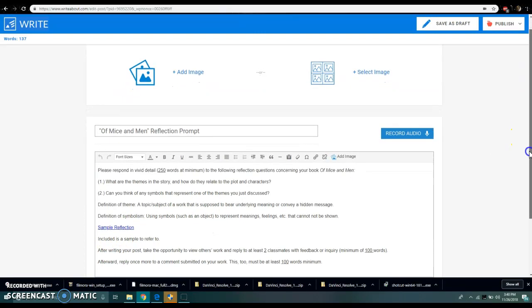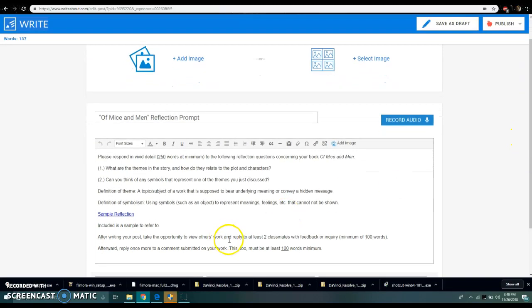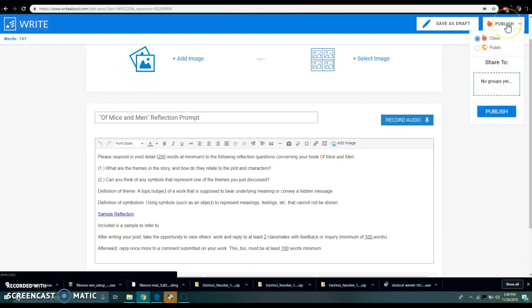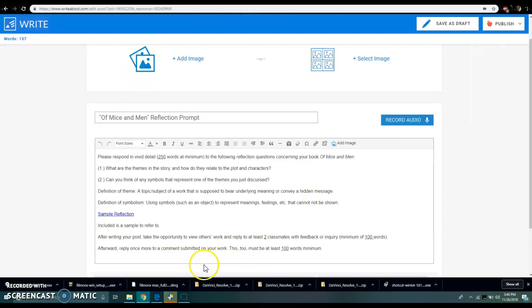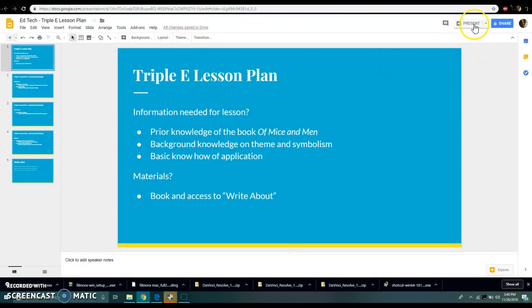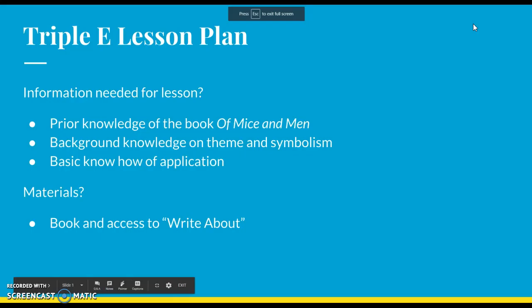After students write their posts, they will have the opportunity to see others within the classroom and reply with feedback. I can even make this post public to other classrooms so we can communicate more effectively on a wider scale. After this assignment, they are instructed to reply once more to a comment submitted on their own work. All the information needed to carry out this lesson is prior knowledge of the book Of Mice and Men, background knowledge on theme and symbolism, and basic know-how of the application.